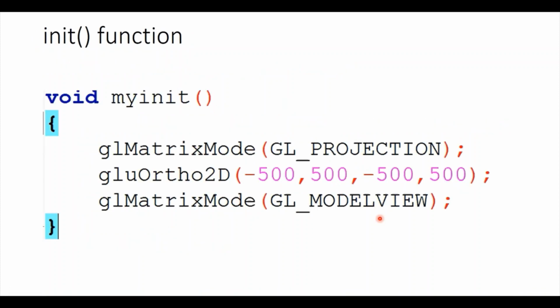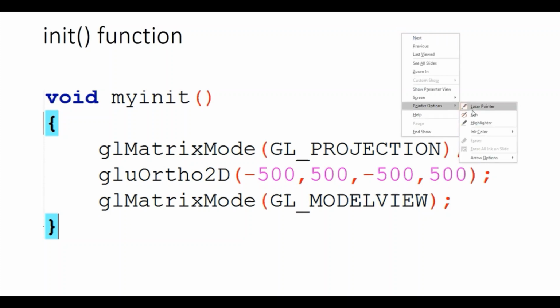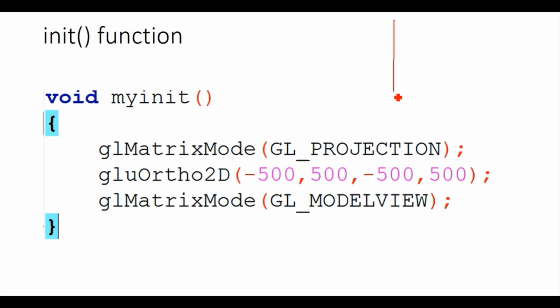Now this is my init function, the scene. I have taken the scene from minus 500 to 500 and minus 500 to 500. So meaning to say, if I have my output window something like this, this will be my minus 500, and this is my 500.